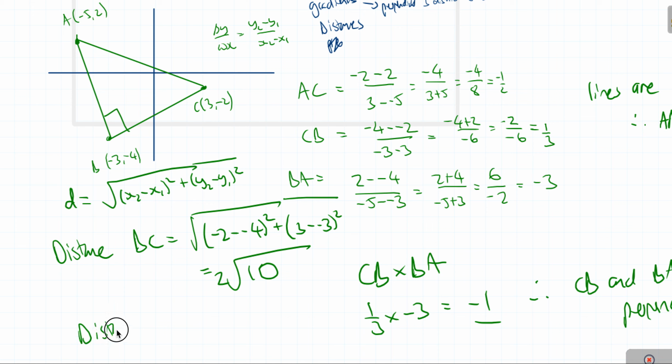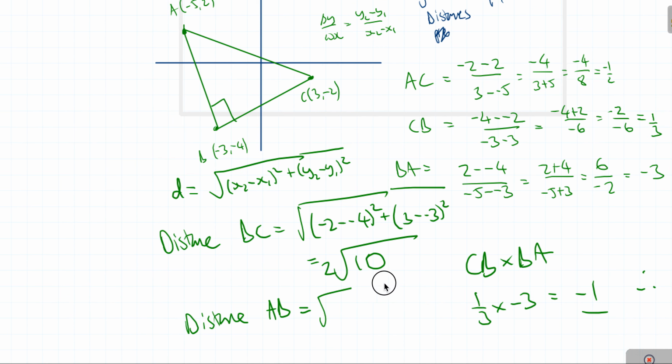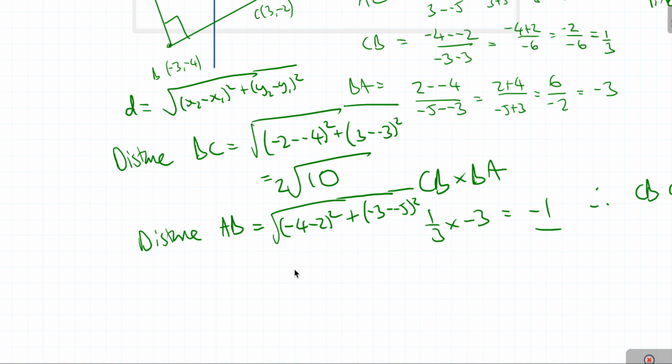And then we also have the distance AB. The distance AB is going to be equal to minus 4 minus 2 squared plus minus 3 minus minus 5 squared. Plugging that in, we get the square root again of minus 4 minus 2 squared, and then minus 3 plus 5 squared. Oh, I've put the wrong answer in the calculator, so always check that your numbers match up. So here, yeah, there we get 2 root 10. So that's equal to 2 root 10.